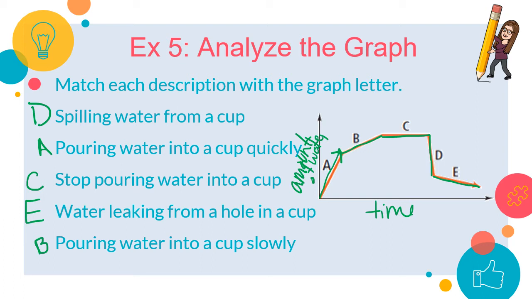So key things we're looking for here are words. So slowly. Interpreting that pouring water into a cup means increasing. Know that leaking means decreasing. Stopping means steady. Quickly, a quick increase. Spilling would be a quick decrease. So interpreting the vocabulary in a positive and negative line.